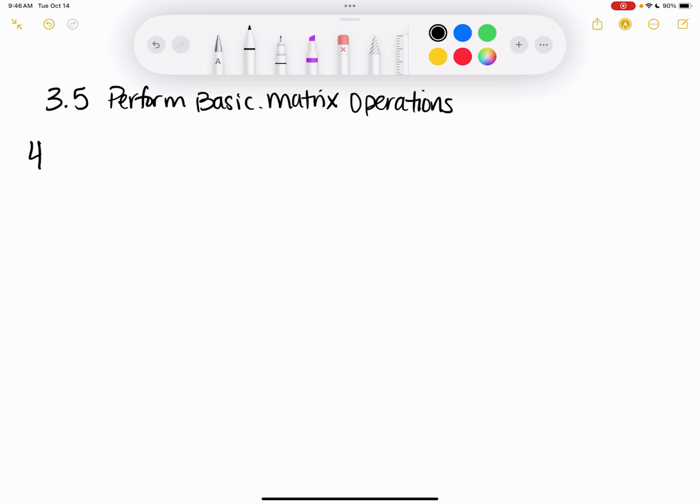So number 4, perform the indicated operation. If not possible, state the reason. Pretty much the only reason it's not possible is if they're not the same dimensions. If they're not identical, then they can't be added and subtracted.